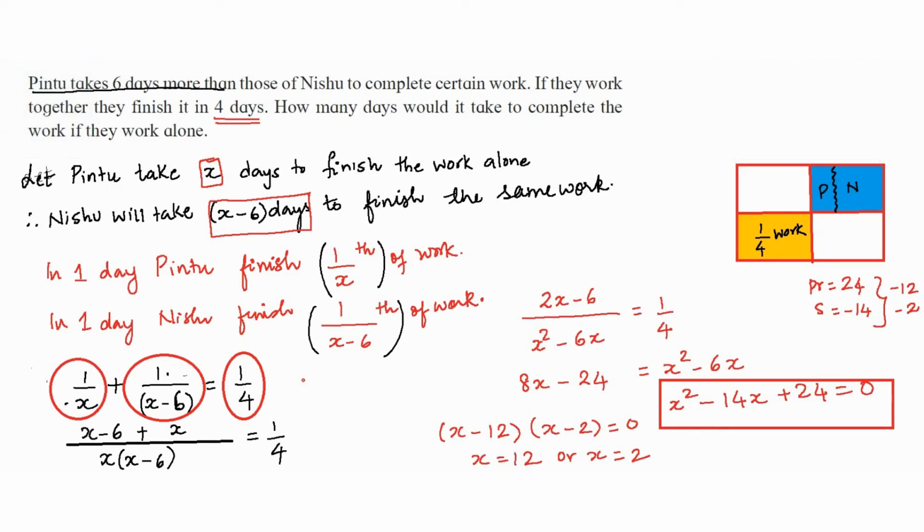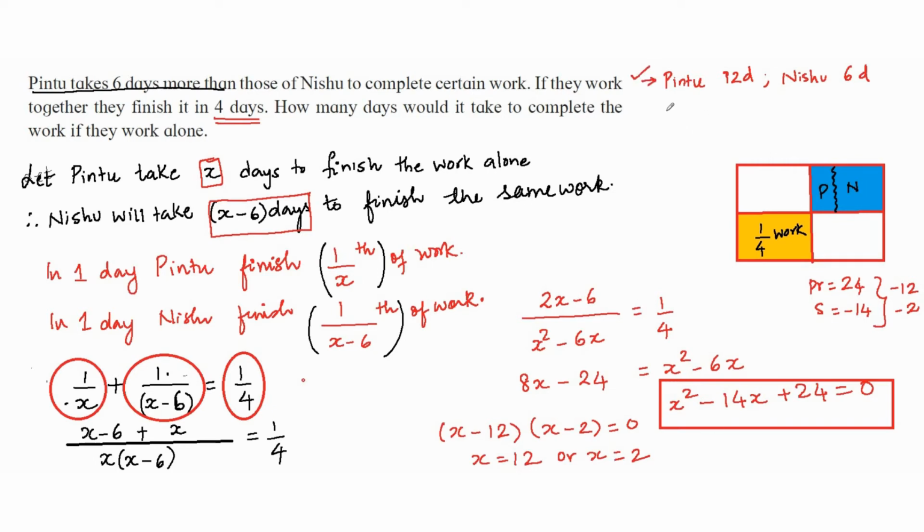Right? I have x equals 12. So Pintu is taking x days, that is, he takes 12 days. And Nishu will take x minus 6, that is 12 minus 6 days, which is going to be 6 days. So this is one valid solution.